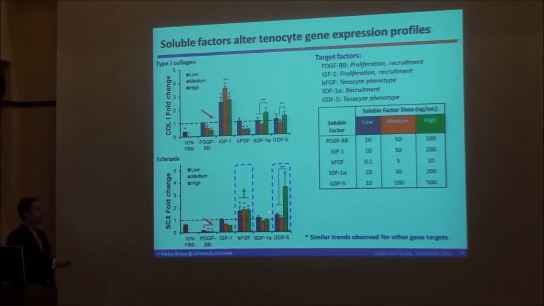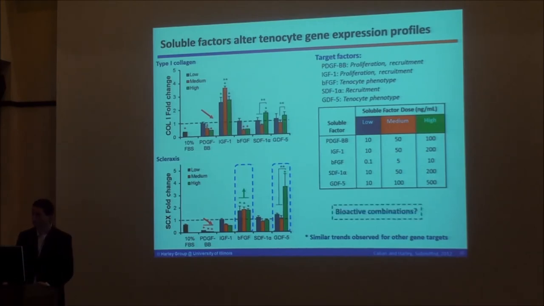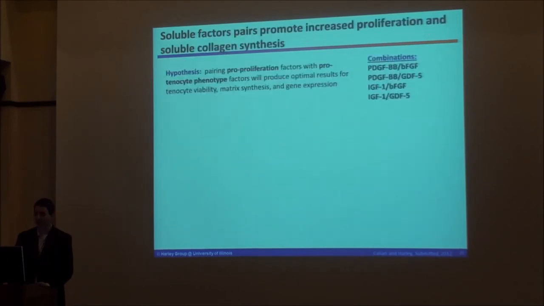In contrast, some of these factors that didn't have much of an effect on proliferation, recruitment, or collagen production showed increases in phenotype markers. So some of these factors are promoting phenotype, and some are promoting proliferation. The next logical step would be to look at combinations of these factors, and that's what we did, looking at either PDGF or IGF with either BFGF or GDF5.